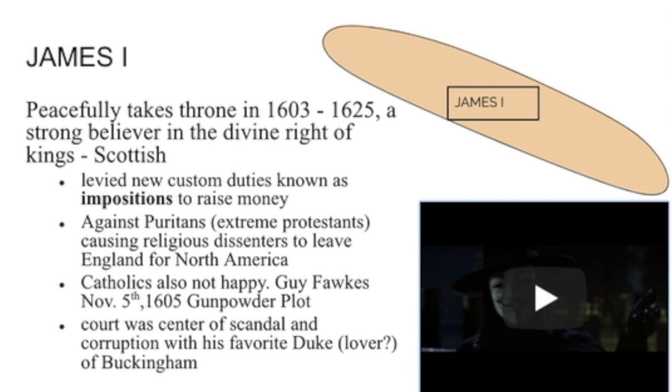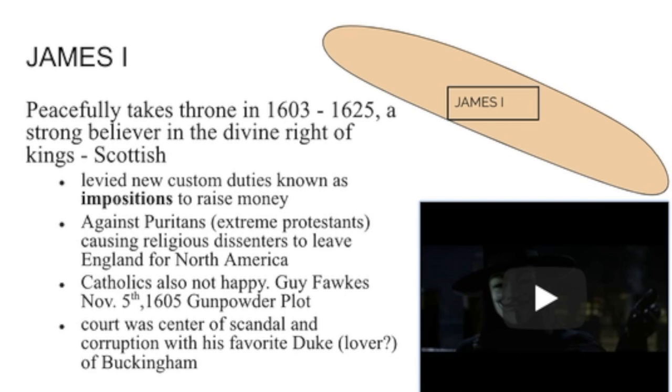So after the Guy Fawkes plot, or the gunpowder plot, was thwarted on November 5th, 1605, there were other issues that made James I's rule difficult. One of them was that in his court was a duke by the name of the Duke of Buckingham, who he was rumored to have a homosexual relationship with. And so there were some questions about his leadership and that kind of activity. So there was a lot of stuff going on.